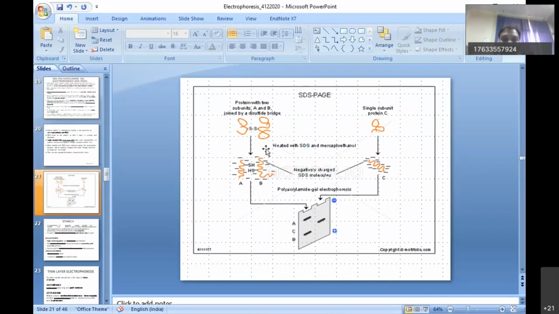Basically, if you see the cartoon, this is the protein, and when you add the SDS, it will break the disulfide bonds, and it will also provide a negative charge on the molecule. When you put the sample in a gel, it will move from the negative to the positive electrode, and it will separate on the basis of charge and size.